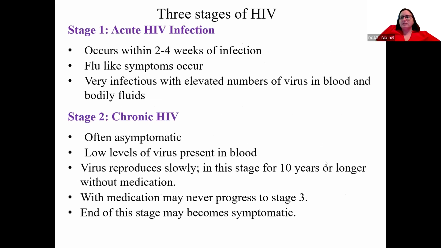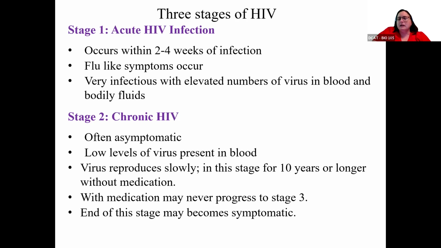So let's talk about the 3 stages of AIDS. All right, so we have stage 1. This is the acute HIV infection. This occurs within 2 to 4 weeks of infection, okay?